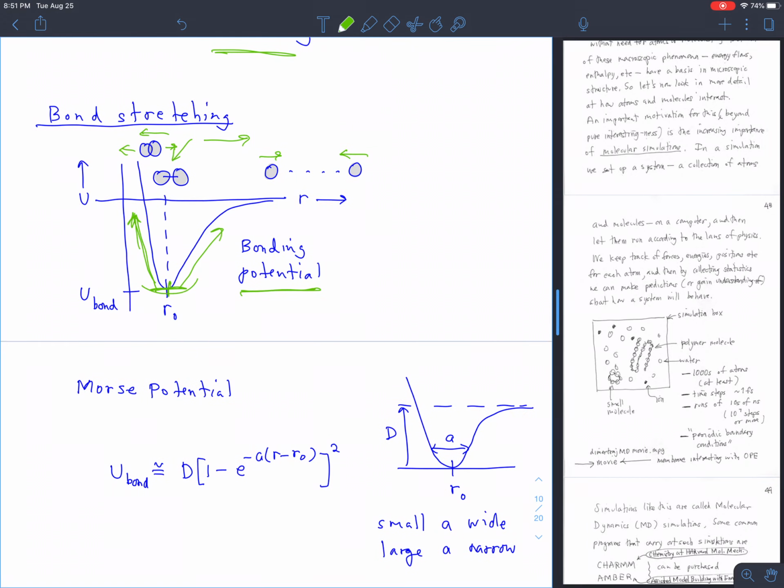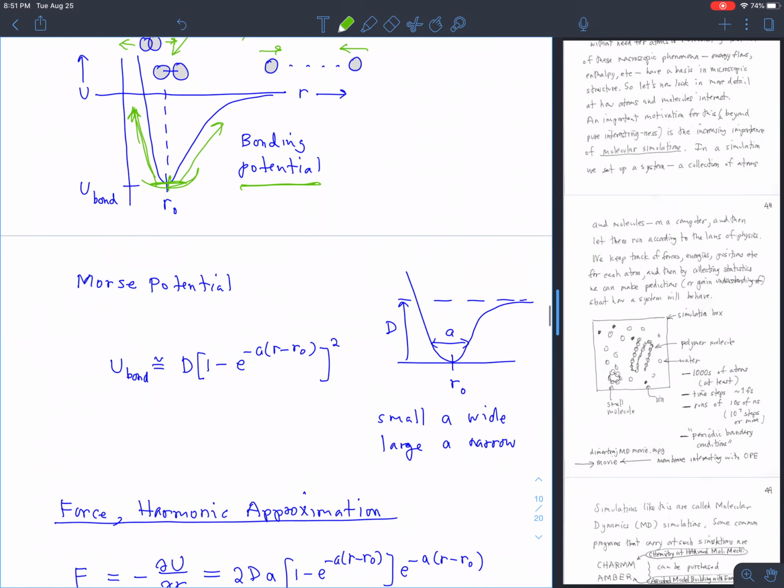And that particular shape ultimately comes from quantum mechanics, but it can be represented approximately by a variety of different functions. One of the most common and popular ones is the Morse potential, and that's this function here. Here's the energy of the bond. It's given by this function, which has three different parameters, D, A, and R0, and those parameters represent these aspects or properties of the curve.